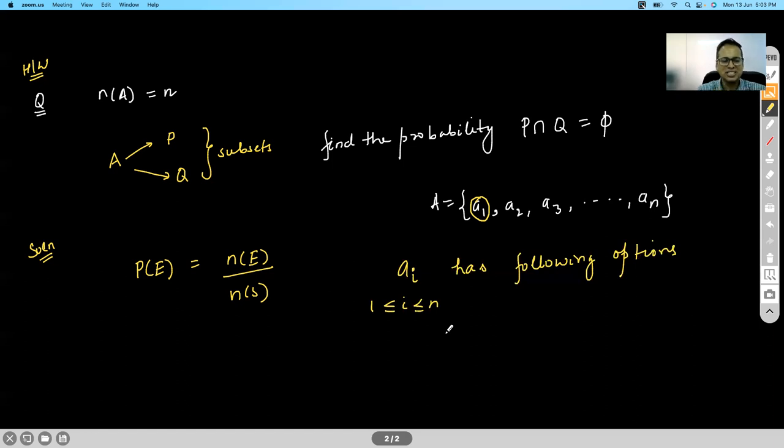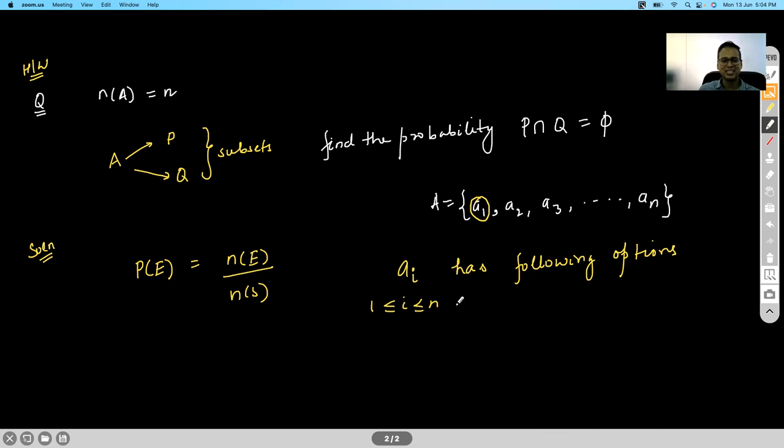The question was, as you can see on your screen, if there is a set A having n elements and I make a pair of subsets out of it, what is the probability that the intersection of these two subsets is a null set? So I was just taking a scenario that if the set A has elements A1, A2, A3 till An, how many options does any element Ai have? Ai has 4 options.